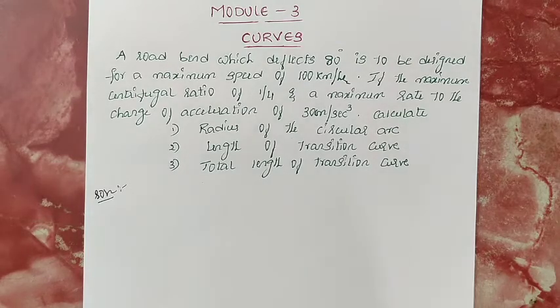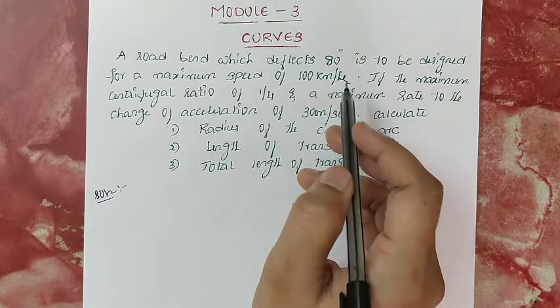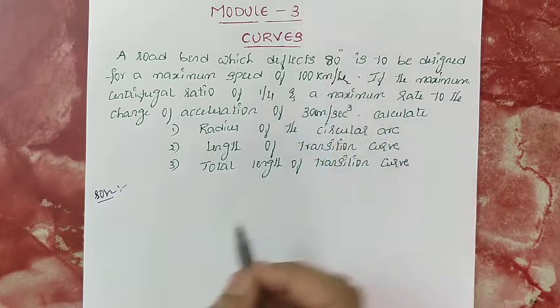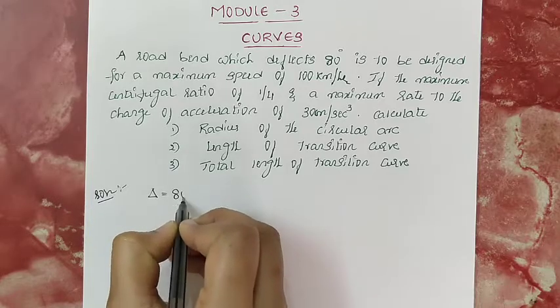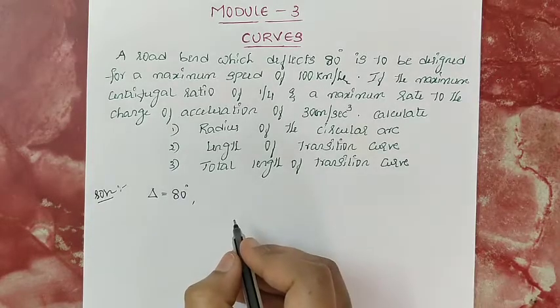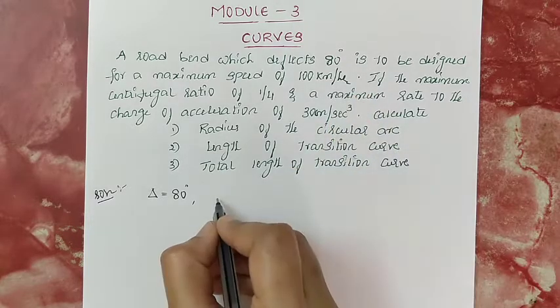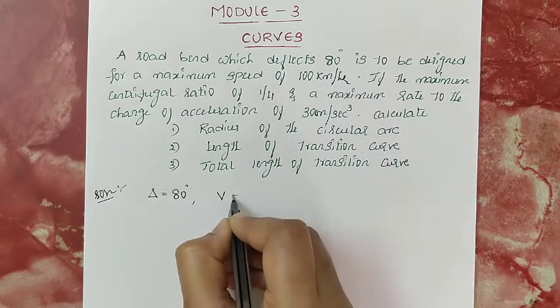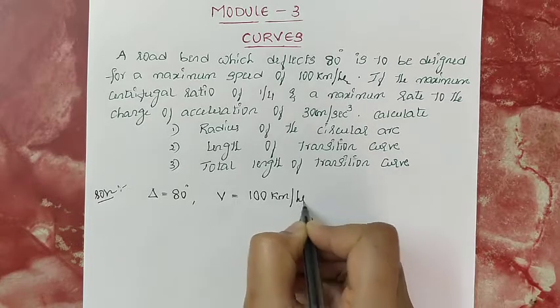Okay, the first step, write down the given data. A road bend which deflects 80 degrees. That is the deflection angle they have given, delta equals 80 degrees. Next, the maximum speed, it is 100 km per hour. That is the speed they have given.